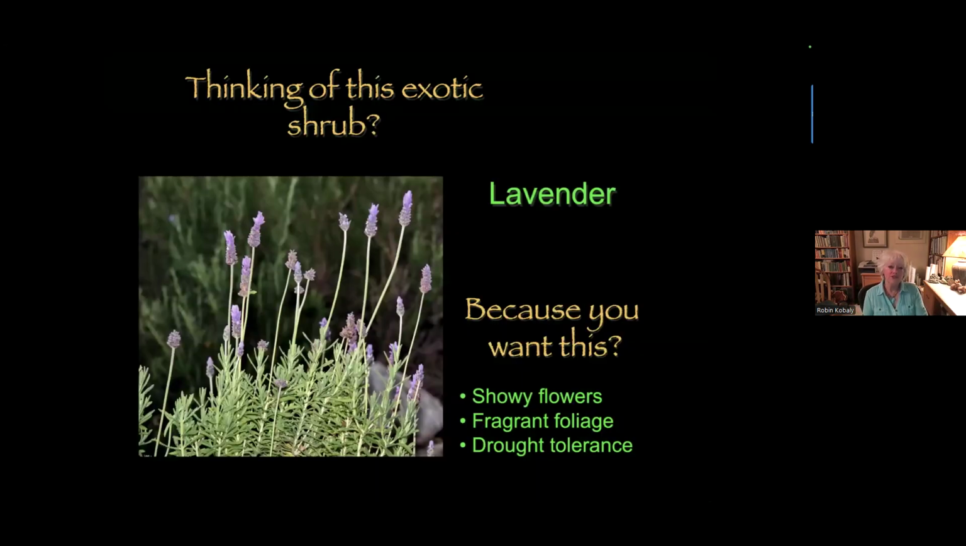So what if you are thinking of a very traditional landscape plant like lavender, because you want showy flowers, but you want fragrant foliage and you want it to be really drought tolerant. So what would your options be if you wanted to go native?